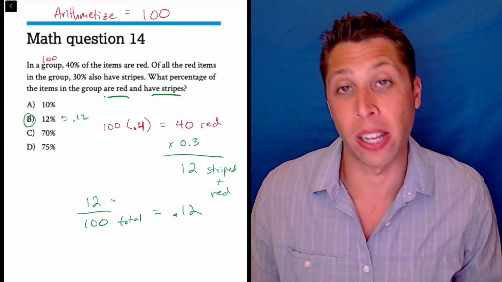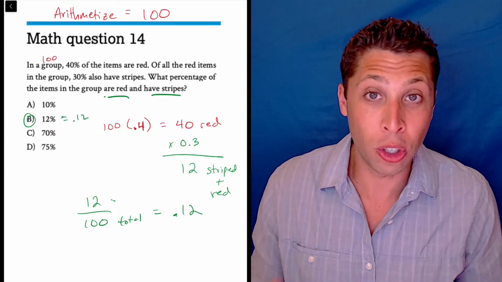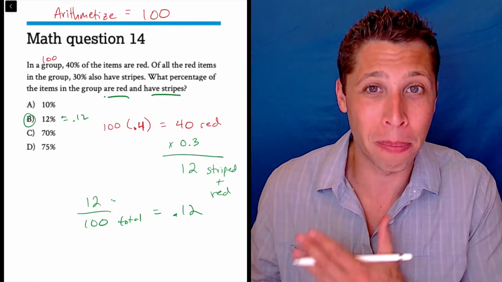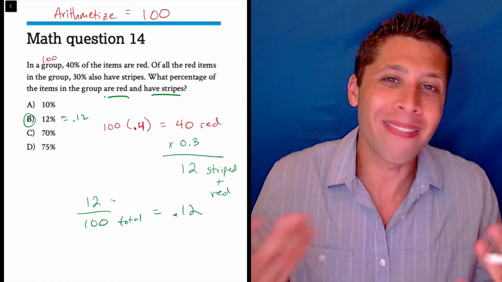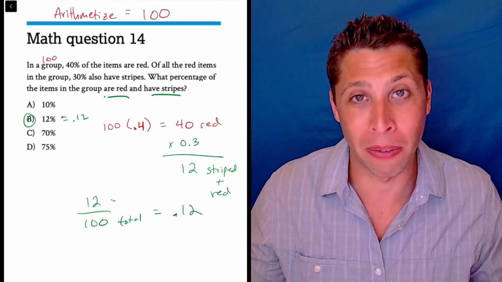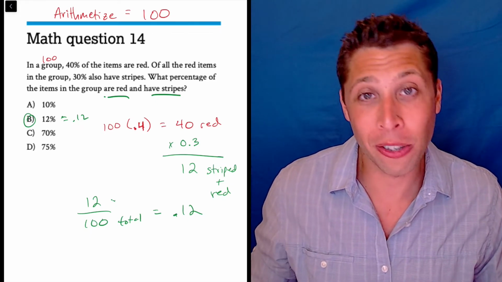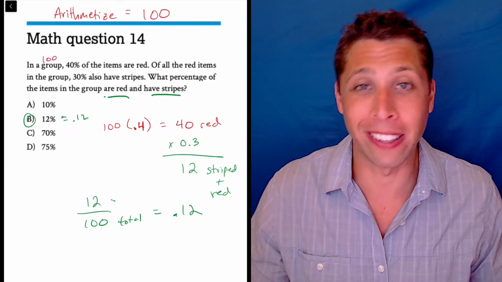That's what 12% is as a decimal. So don't give yourself that extra step, right? Arithmetize a smart number so that you can see it more easily. But technically there's a third step for some of us. So just in case you went down that route, there's the other step.